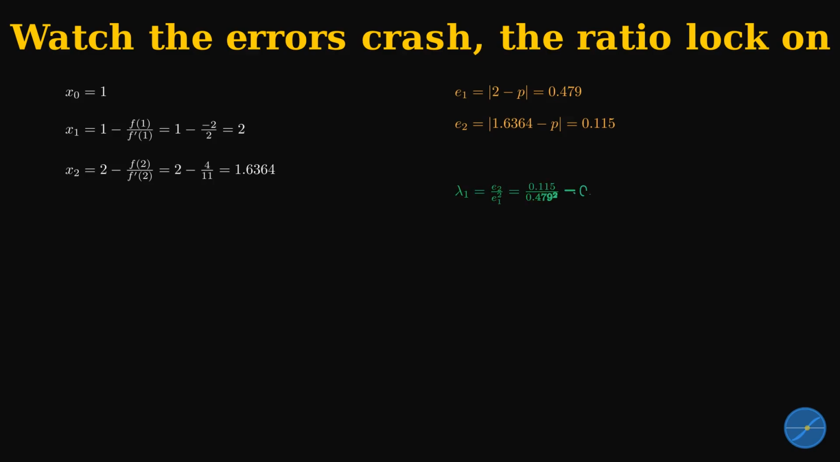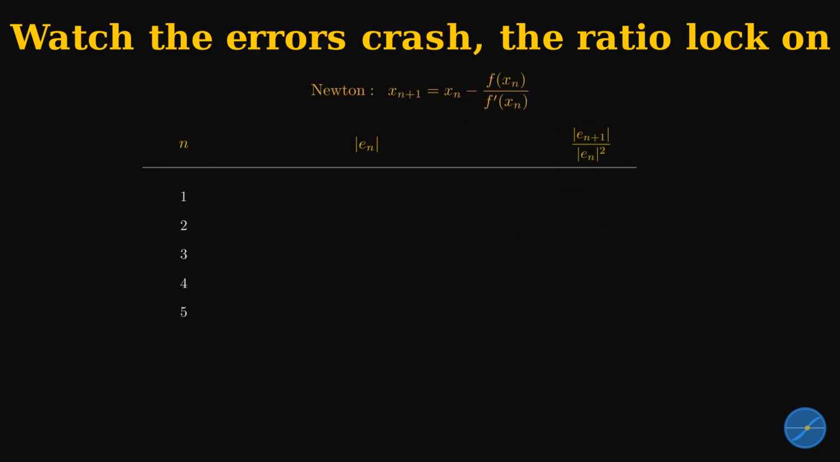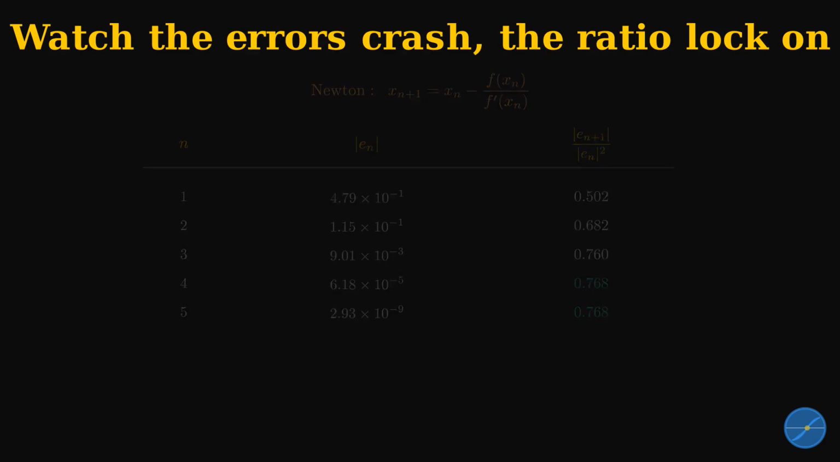So lambda at step 1 is e2 over e1 squared, 0.502. One more step gives x3, error about 9 thousandths. And lambda at step 2 is e3 over e2 squared, 0.68. Keep going, step after step, Newton's rule, order 2. The error falls off a cliff. At that ratio, our measured lambda parks on 0.768.